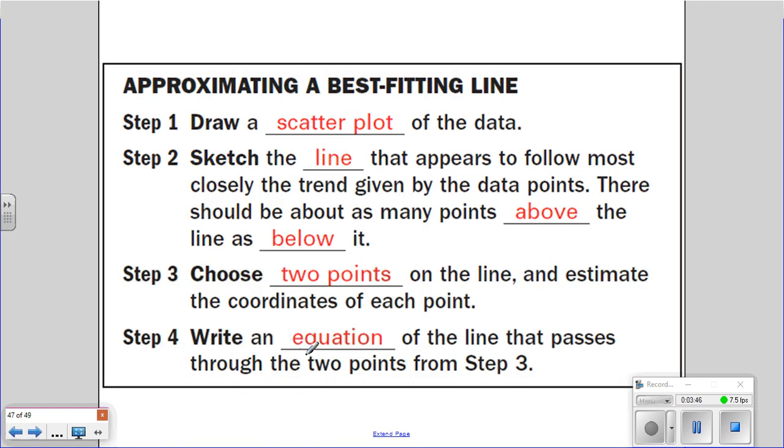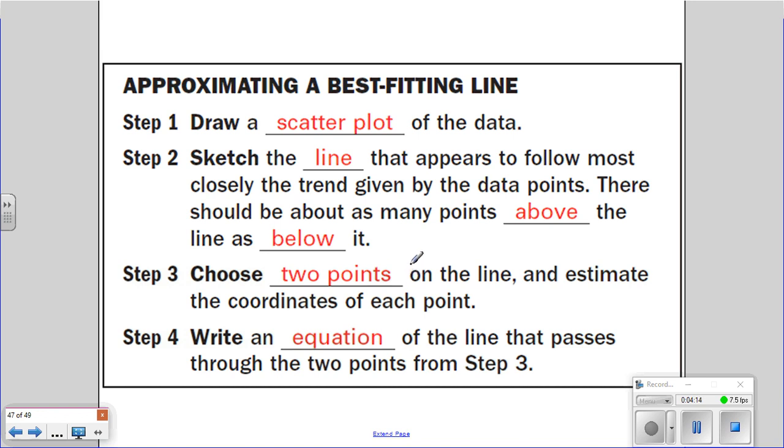If we're approximating a best fitted line by hand, we would follow these 4 steps. First, draw the scatter plot by hand. Then you would sketch a line that appears to get as close to all the data points as possible. You want to make sure to have the same amount of points above and below the line.